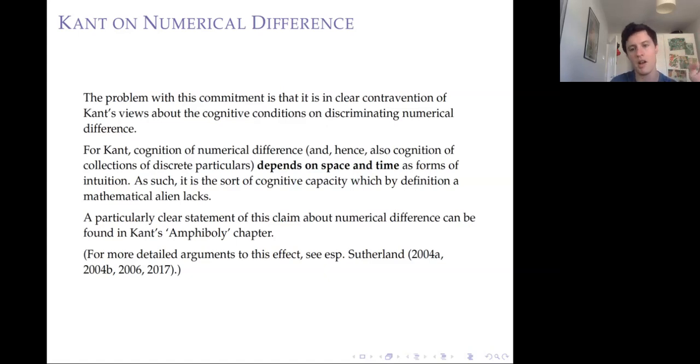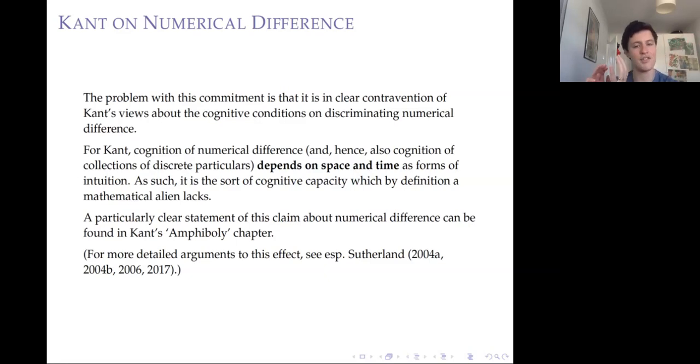There's an enormous amount that one could say about this. There's an enormous amount that's been written about Kant's philosophy of mathematics and his philosophy of arithmetic. I'm not going to go into that now because I haven't got the time, but I've mentioned a few excellent papers by Daniel Sutherland, which I think make very clear the extent to which Kant thinks that numerical identity and difference is dependent on space and time in this way. What I'm going to do is just look at Kant's amphiboly chapter, where I think he draws a very clear contrast between the discursive and the intuitive with regards to Leibniz.